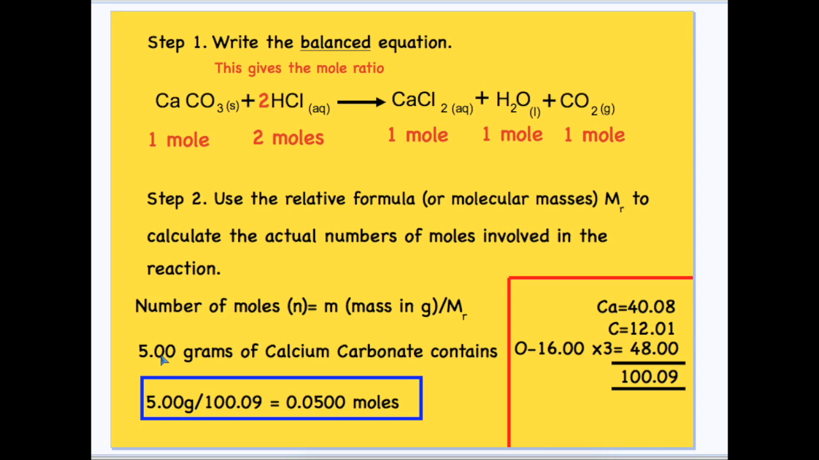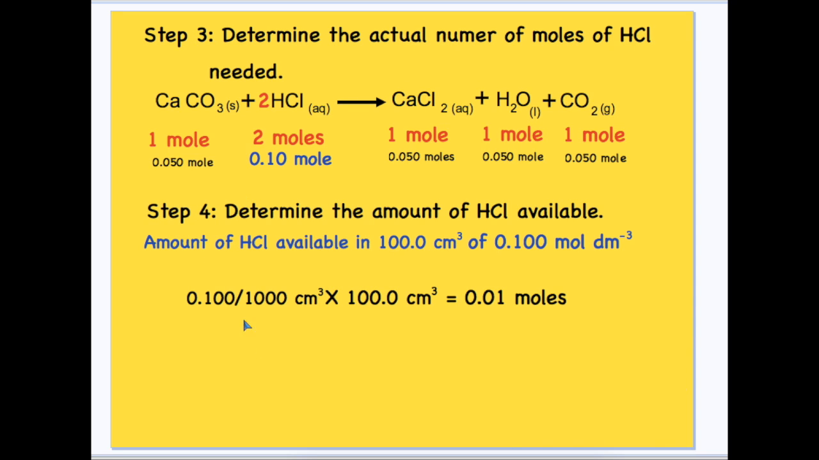Next, we must consider how much hydrochloric acid is required to allow for the complete reaction of this amount of calcium carbonate. And once again, we consider this relationship that we determined from the balanced equation with the 1 to 2 mole ratio. If we have 0.050 moles of calcium carbonate, then we would need twice as many moles of hydrochloric acid for a complete reaction.